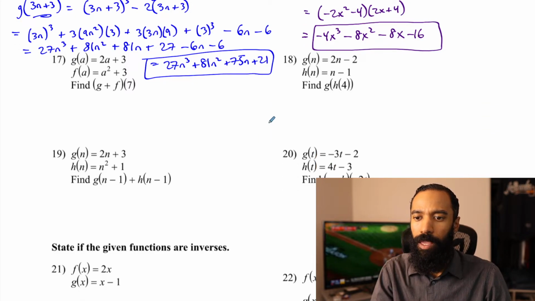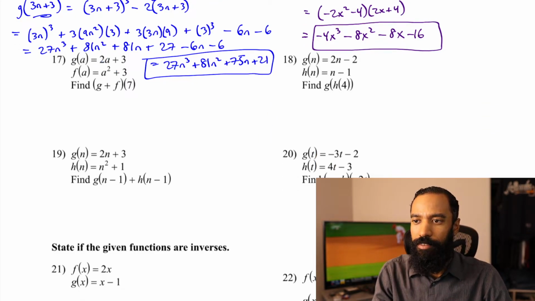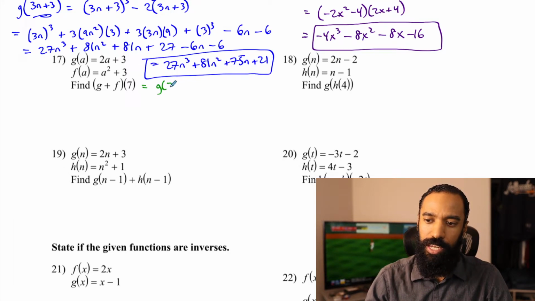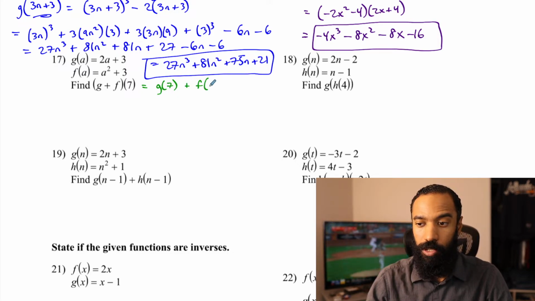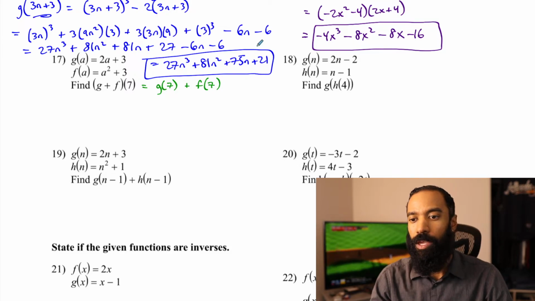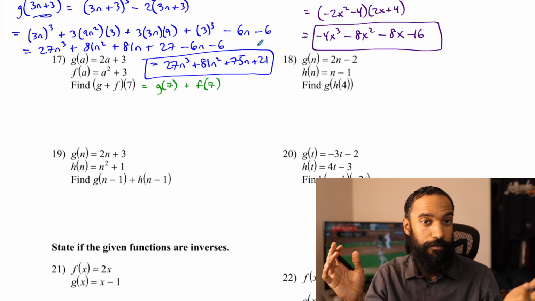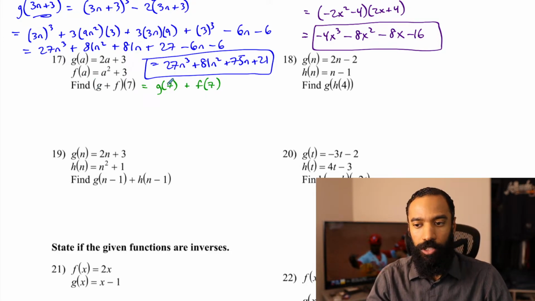All right, moving on. G of A is this, F of A is that. Find G plus F of 7. So that does mean G of 7 plus F of 7. That does not mean multiply 7 into G of A and F of A. You're going to substitute 7 in for A in these right here. So you can do this one of two ways. You can do G of A plus F of A first and then plug in 7. Or what seems to have been faster is actually do G of 7.